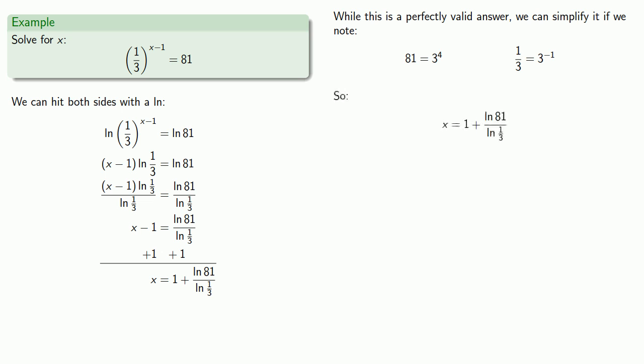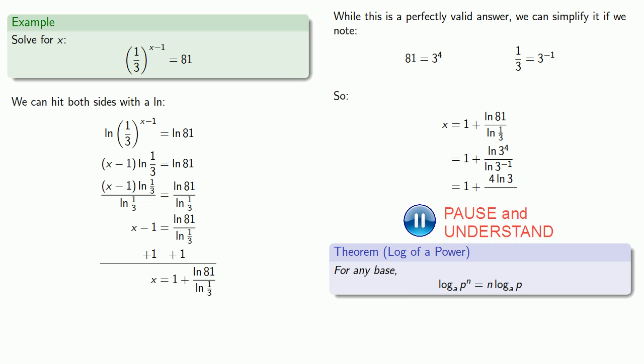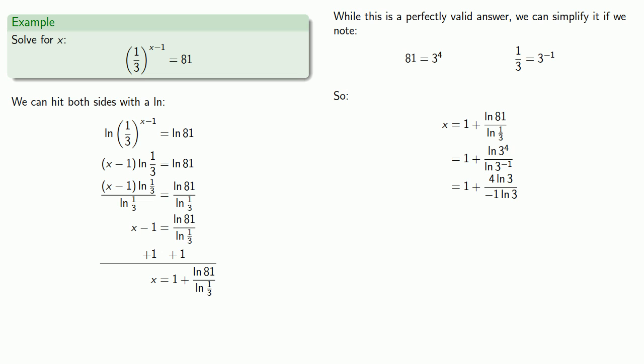If x is 1 plus log 81 over log 1/3, equals means replaceable, so every place I see 81, I can replace it with 3 to the 4th. Every place I see 1/3, I can replace it with 3 to the power negative 1. But now I have powers, and our theorem says that if I want to take the log of a power, the exponent can be brought out front as a multiplier. So this log of 3 to the power 4 becomes 4 times the log of 3, and the log of 3 to the power negative 1 becomes negative 1 times log 3.